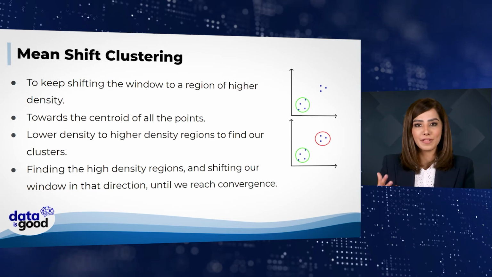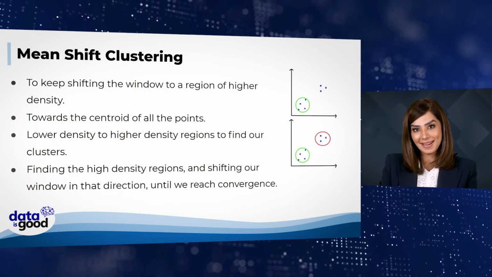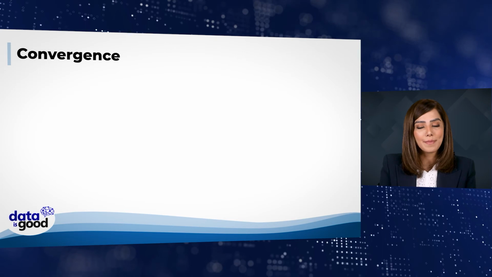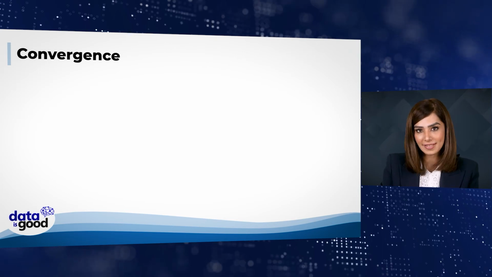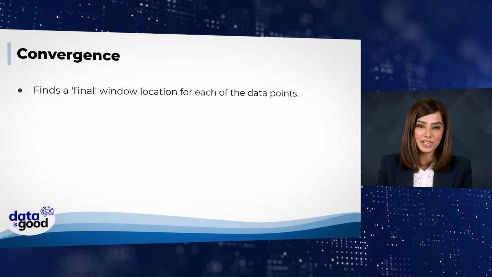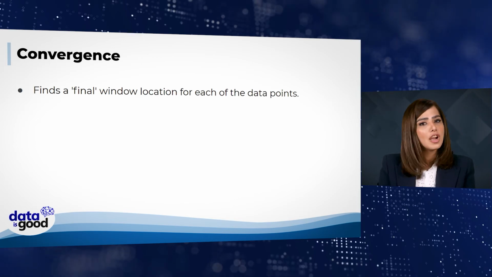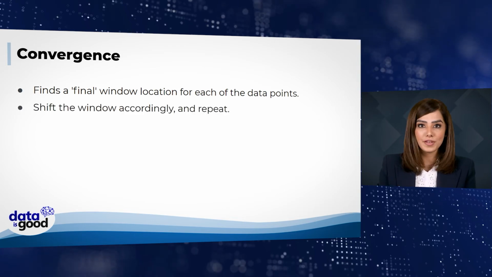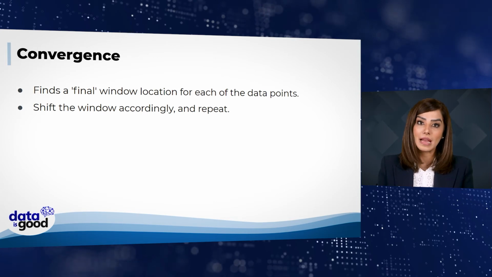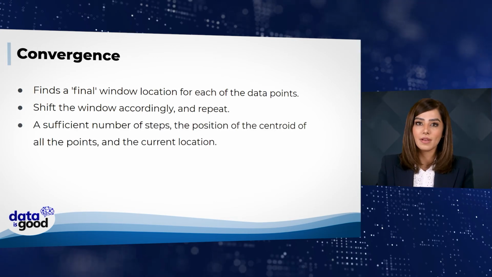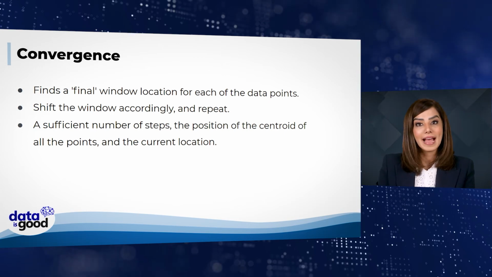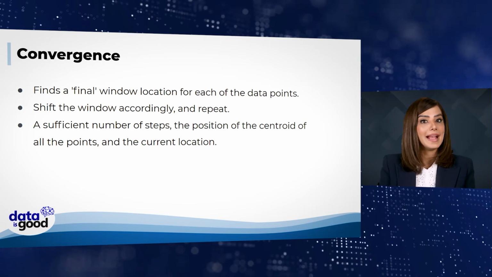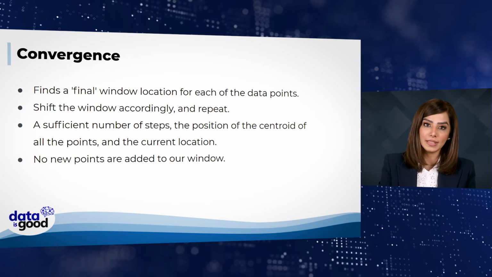For the last few points, we've been using the word convergence. Let's understand what convergence exactly means. The mean shift algorithm proceeds through steps 1 to 4 as we have already discussed, and then finds a final window location for each of the data points. For each iteration, we find the centroid of all the points in the window, shift the window accordingly, and repeat. However, after a sufficient number of steps, the position of the centroid of all the points and the current location of the window will coincide. This is when we reach convergence, as no new points are added to our window in this step.